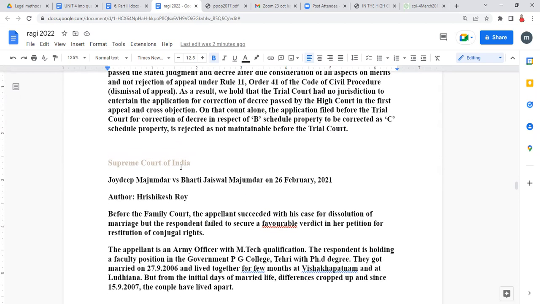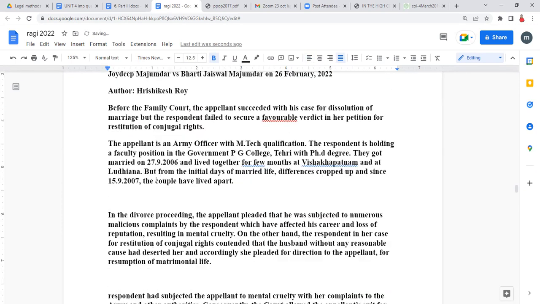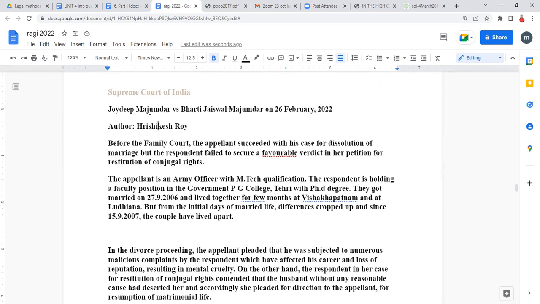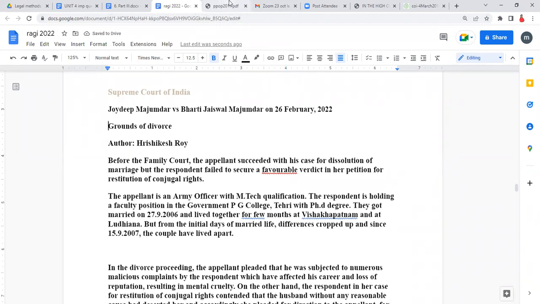Okay, another case we have, again before the Supreme Court of India: Joydeep Majumdar versus Bharati Majumdar. What happened in this case is that there were a husband and wife. We have certain grounds of divorce. It may happen that parties got married and then are willing to get divorced. It cannot happen that today a person gets married and another day goes to the court saying that I don't want to continue this marriage, I want a divorce. That will not be entertained. There are certain grounds. We need to prove one of these grounds, then only can we claim divorce.